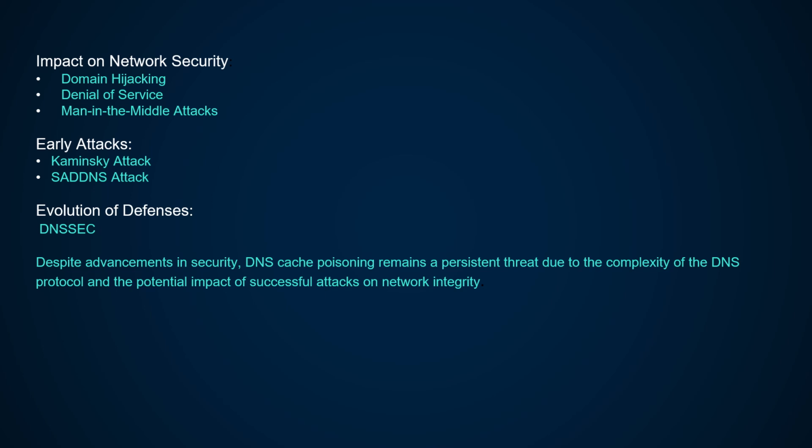Evolution of defenses. Over the years, security measures like DNS security extensions have been introduced to mitigate the risk of cache poisoning by providing authentication and data integrity for DNS records. Despite advancements in security, DNS cache poisoning remains a persistent threat due to the complexity of the DNS protocol and the potential impact of successful attacks on network integrity.